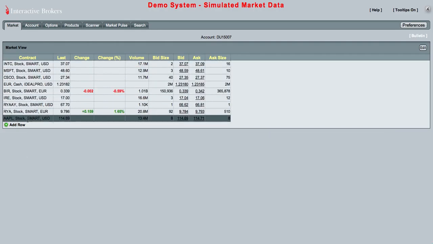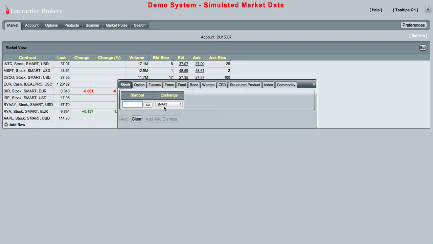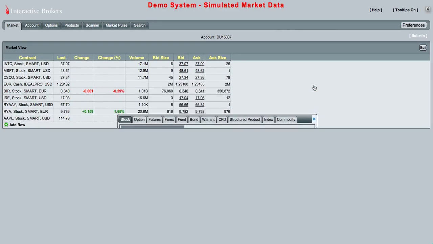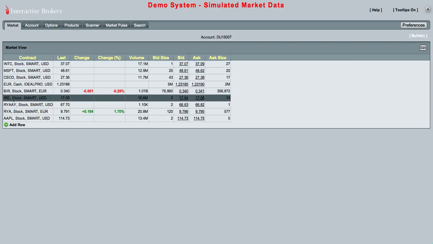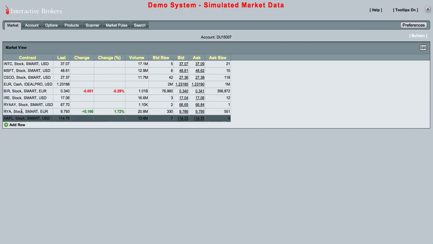So this is just a watch list. These are just stocks that we've put in there that people have been looking at. You can add stocks in by just clicking on add row and typing in the symbol of whatever stock you want to add in. So some of the stocks you might know here are Intel, Microsoft, Cisco, Bank of Ireland, and on two exchanges, one in the European and one in the US, and the same with Ryanair here, and Apple of course.